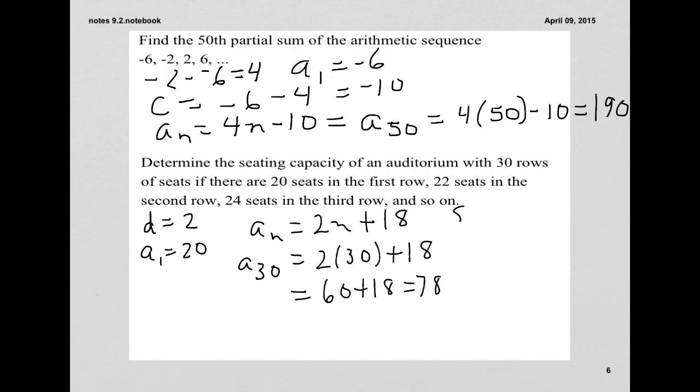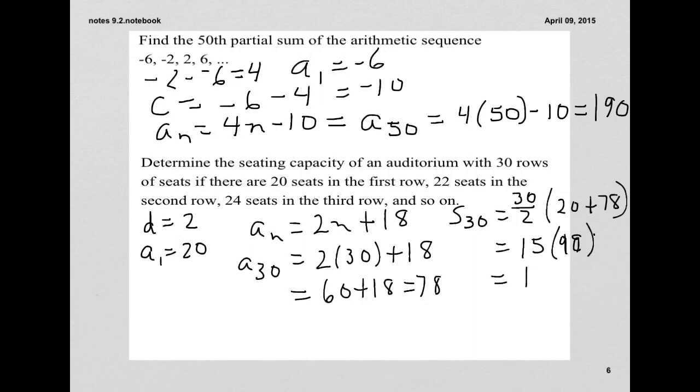So S of 30 equals 30 over 2 times the first term, 20, plus 78. So that's equal to 15 times 98. Oops, not 198, just 98. And that's going to be equal to 1,470 seats.